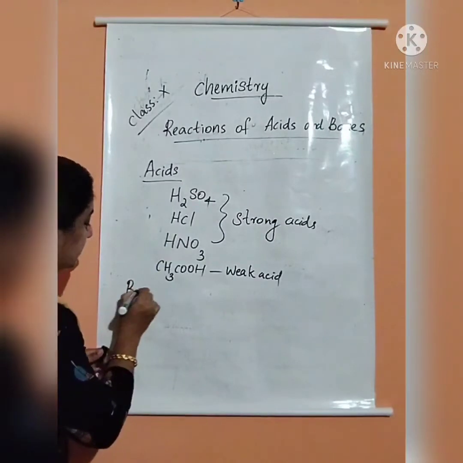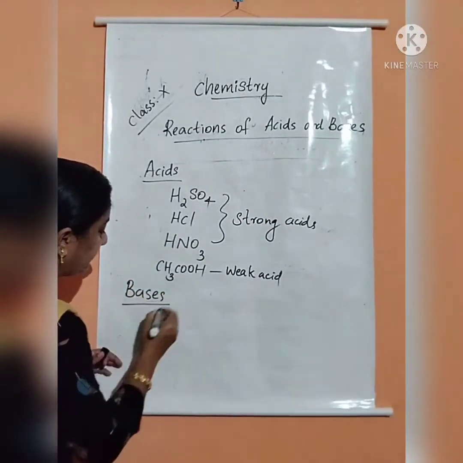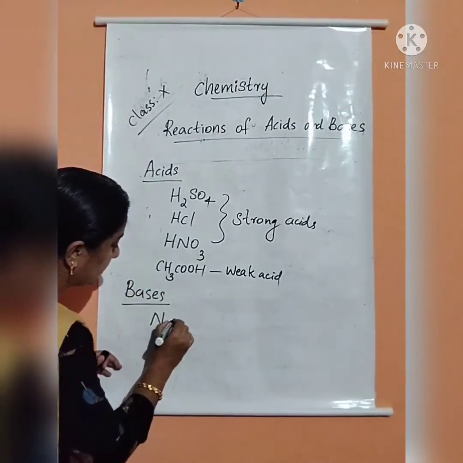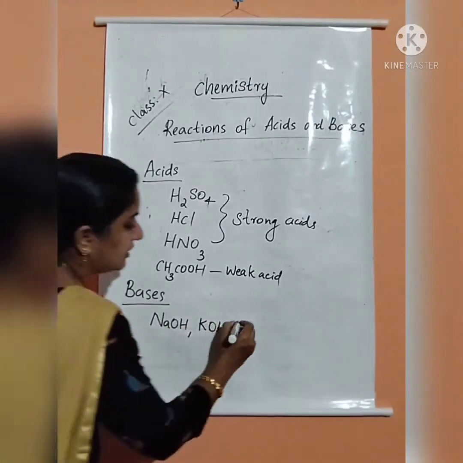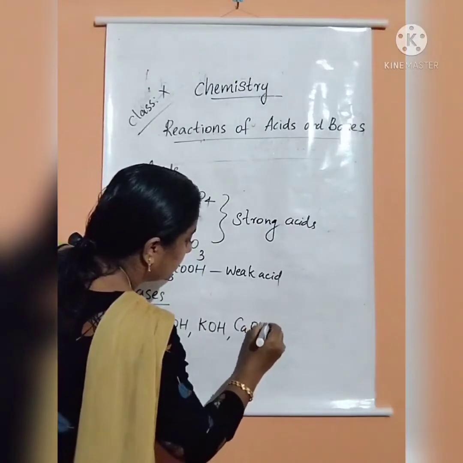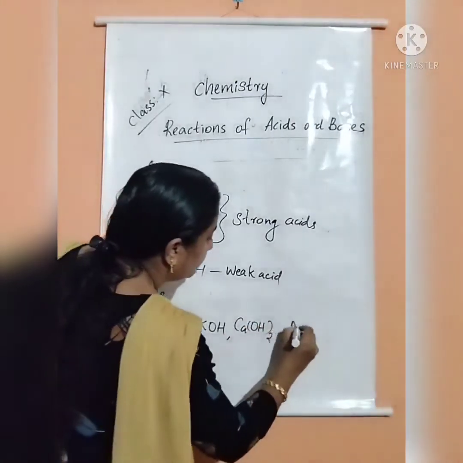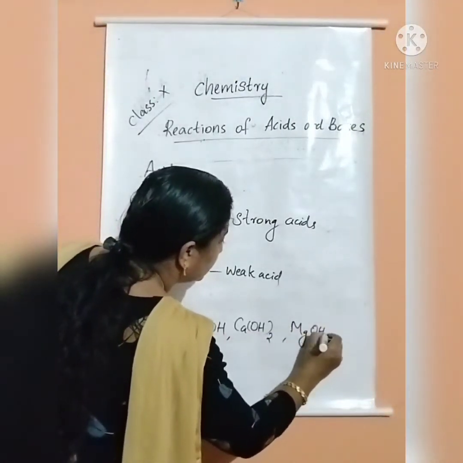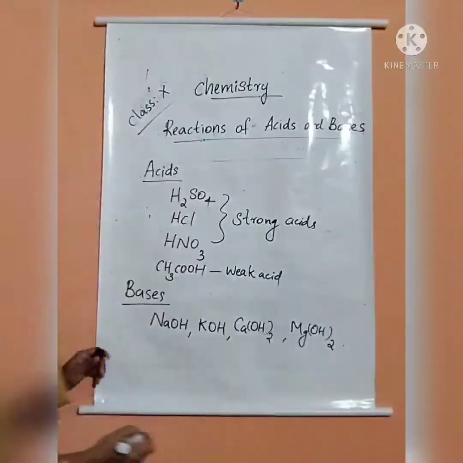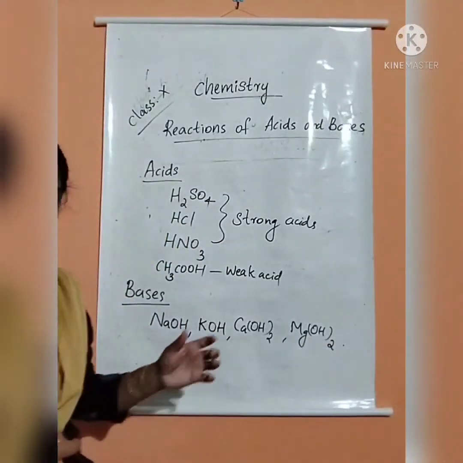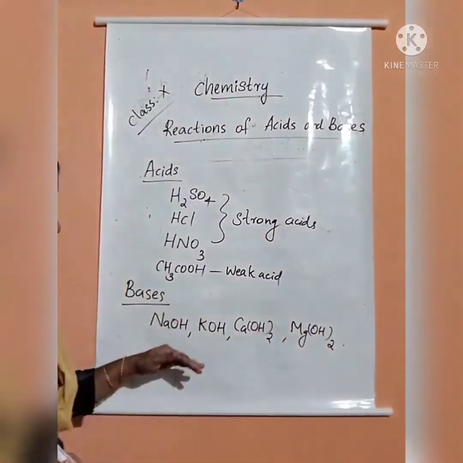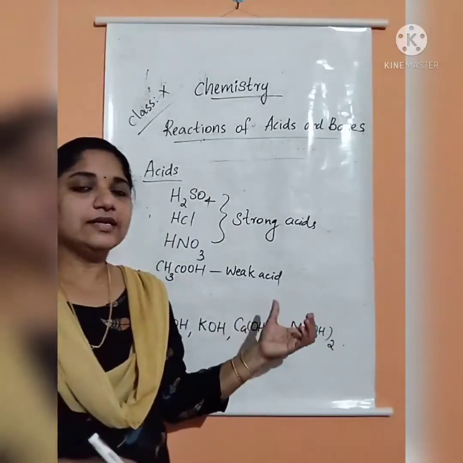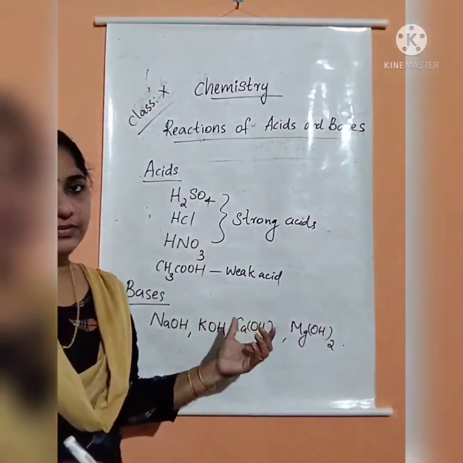I will write some examples for bases. NaOH, KOH, Ca(OH)2, Mg(OH)2. These are examples for bases, and these are strong bases. Ammonium hydroxide and bases like it are weak bases.